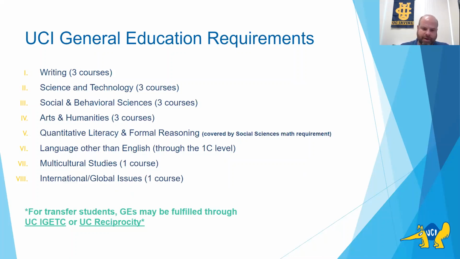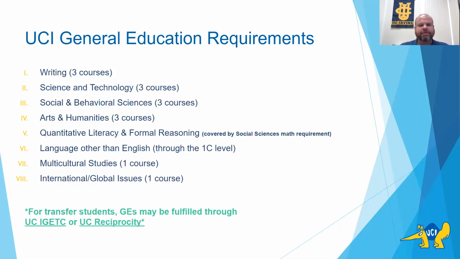Science and technology requires 3 courses, which basically means courses like chemistry, physics, biosci, earth system sciences are examples of courses in that area. Then social and behavioral sciences, which is category 3, also requires 3 courses. However, by being a major within the School of Social Sciences, that category is going to be automatically satisfied as long as you stay with us as a student in the School of Social Sciences and graduate with a degree.